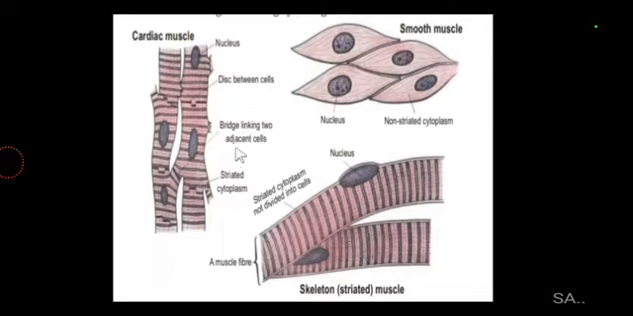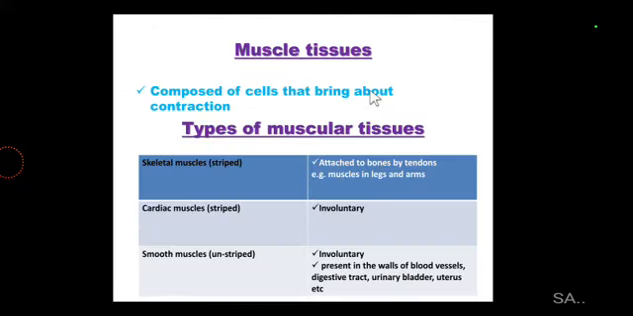Besides this, we have the cardiac muscles. They are also striped, but they are involuntary in nature. You cannot control their movement. In case of skeletal muscle, you can control the movement since they are voluntary, while cardiac muscles are striated, but they are involuntary. If you look at the smooth muscles, then they are non-striated or unstriped, and involuntary in nature, so you cannot control their movement.